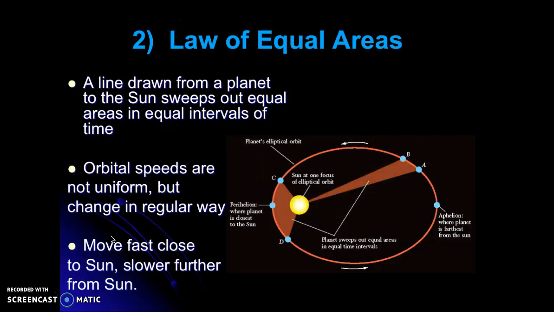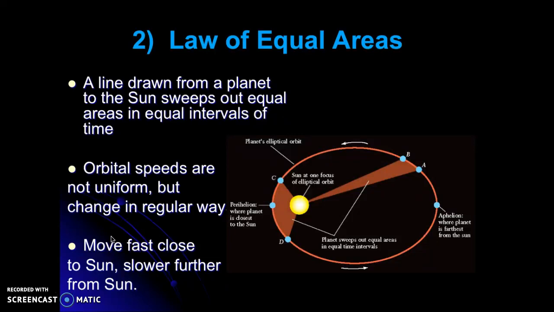The second law is called the law of equal areas. So here's a picture of our sun with a very elliptical orbit, a planet orbiting a very elliptical orbit. So if you drew a line from a planet to the sun, it would sweep out equal areas in equal intervals of time. And this is because the orbital speeds are not uniform, but they change in a regular way. The orbital speed increases as the planet is close to the sun and decreases as it's further.